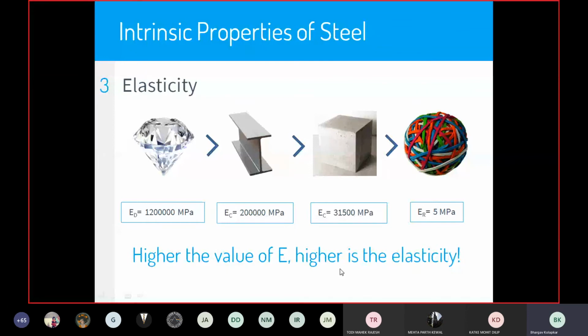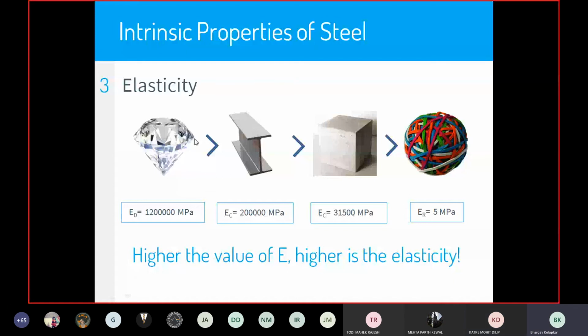So this is the physics definition of elasticity, which is very different from the common sense elasticity term that we use. And therefore, diamond is the most elastic, then there's steel, then there's concrete, and then there's the rubber band. Any questions? So like the harder the material, the harder it is to stretch the material, higher the modulus of elasticity. Yes, higher is the modulus of elasticity.